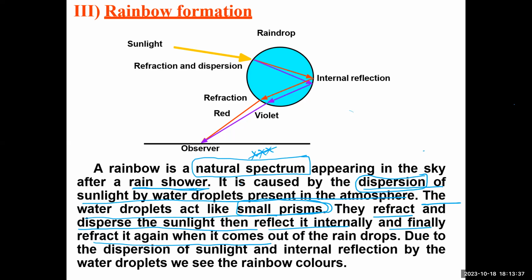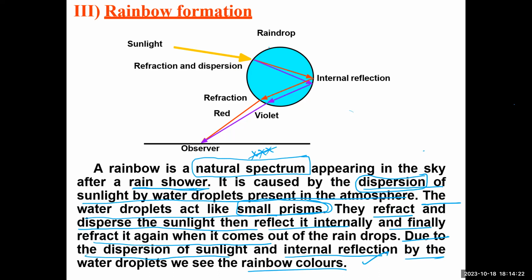First, the light travels into the water droplets. The refracted ray will be inside that one. Then the reflected ray comes out of that one. The ray which comes out of the rain droplet is called an emergent ray. Those emergent rays act as a spectrum, the Vibgyor colors that come out of the rain droplets. Due to the dispersion of sunlight through the water droplets, and also the internal reflection taking place over here, we see the rainbow colors. So I hope now it's clear to you how the rainbow is formed.